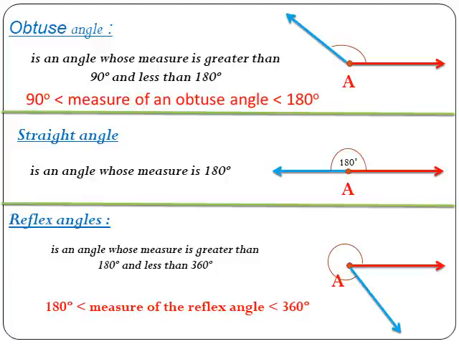Zero angle, its measure is equal to 0. Acute angle, its measure is between 0 and 90 degrees. Right angle, its measure is exactly 90 degrees. Obtuse angle, its measure is greater than 90 and less than 180 degrees. Straight angle, its measure is 180 degrees. What about the reflex angle? Its measure is greater than 180 and less than 360.